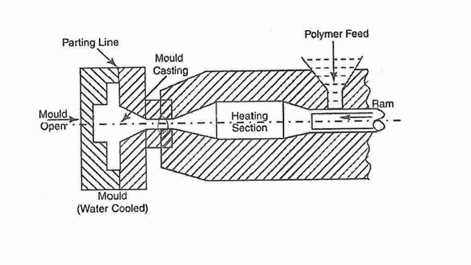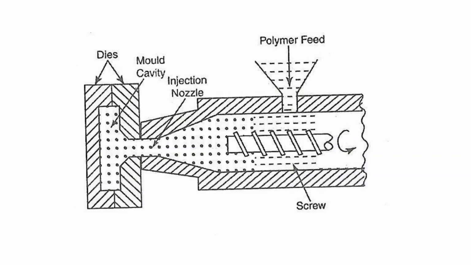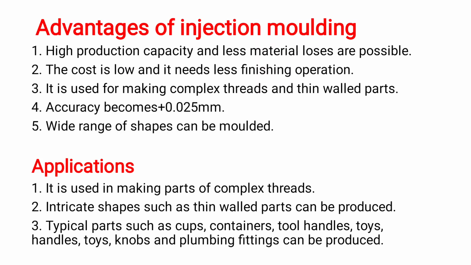The powder or billet will be fed into the hopper, then it will be moved to the heating section. In the heating section, the powder or billet type of plastic will be heated and converted to liquid form. After that, the ram will move forward and the liquid plastic is injected into the mold cavity and fills it. And this is a screw type one.